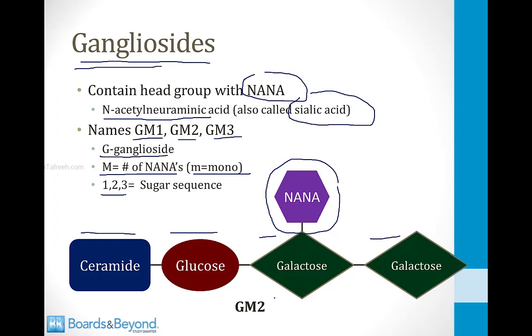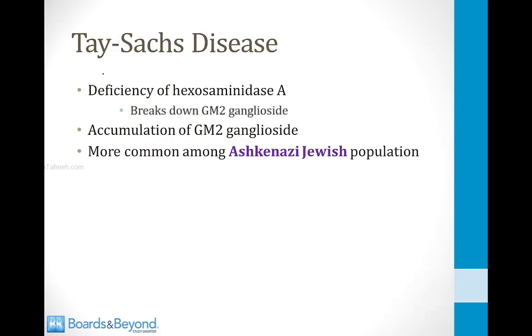So for example, this is the structure of GM2 on the screen here. It has a glucose, galactose, and galactose. Other sugar sequences have different numbers like GM1 and GM3. The reason gangliosides are important for this module is because defective metabolism of gangliosides can lead to Tay-Sachs disease. Tay-Sachs disease results from an enzyme deficiency of hexosaminidase A. This is an enzyme that breaks down the GM2 ganglioside. As a result, accumulation of GM2 gangliosides occurs in the nervous system, leading to Tay-Sachs disease.